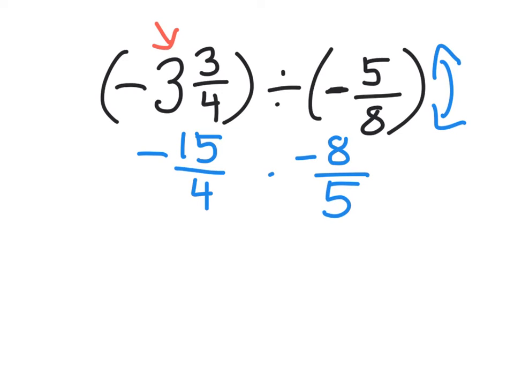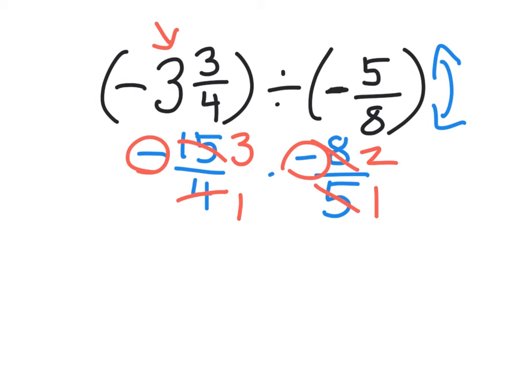Now let's look to cancel. What can I cancel here? Well, yes, I can cancel 4 into 8. I can cancel 5 into 15. What else can I cancel? Yes, the negatives. Good. Cancel those out. Now let's multiply. 3 times 2 is 6. 1 times 1 is 1. So 6 over 1, or just 6.